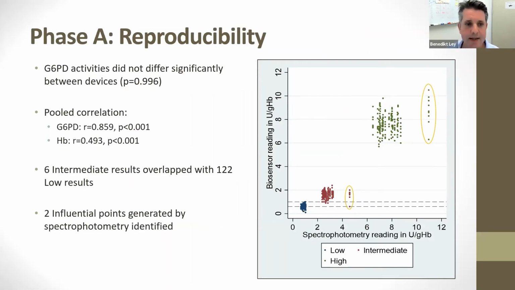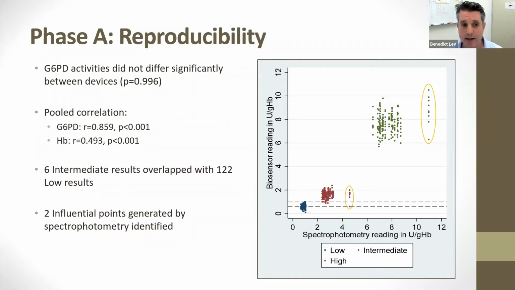So we started testing for phase A in February of this year at the ICDDRB in Bangladesh. After 5 days of testing, we found that normalized G6PD biosensor readings across all 3 controls did not differ significantly. The p-value was 0.996. We therefore decided to pool these results and correlate them with the reference method, spectrophotometry, and HemoQ. In both cases, we observed a significant and positive correlation. Specifically for G6PD activity, the correlation was very good, with an R of 0.859.